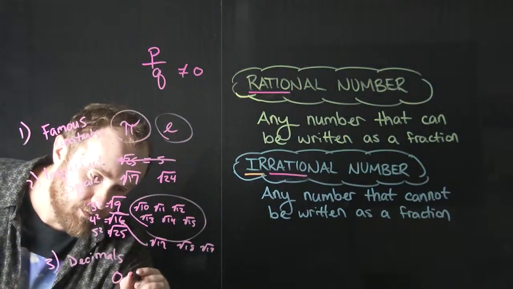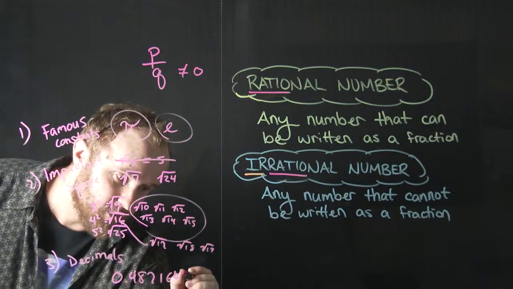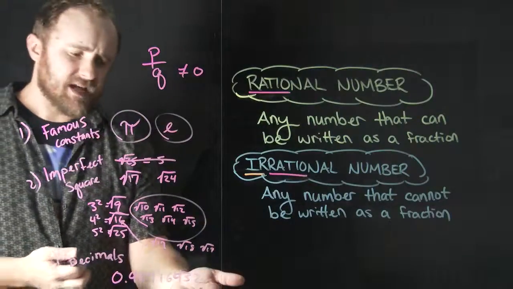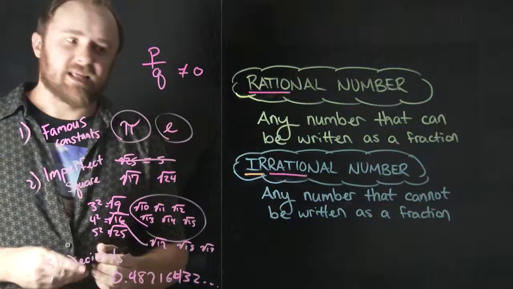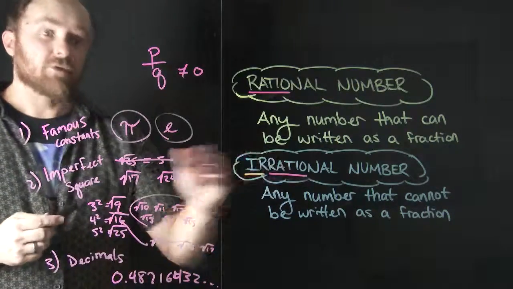If I were to write 0.487164, that's a 4, 3, 2, on and on and on, I don't see any pattern there. It's obviously infinite, so it's not terminating and it doesn't repeat. So decimals like that would also be irrational. So those are really the three main categories of irrational numbers.